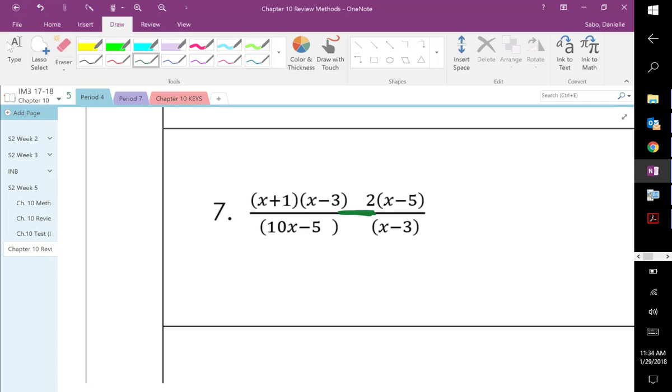Right away, I see something cancels. What is it? Yeah, the x minus 3. Very good. Okay. Now, what can I factor out of this piece right here? A 5. Very good. Guys, we're getting so much better than before.